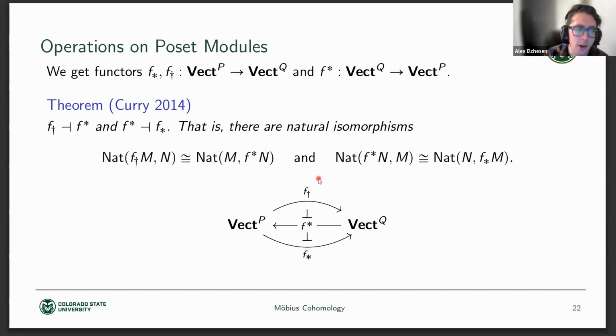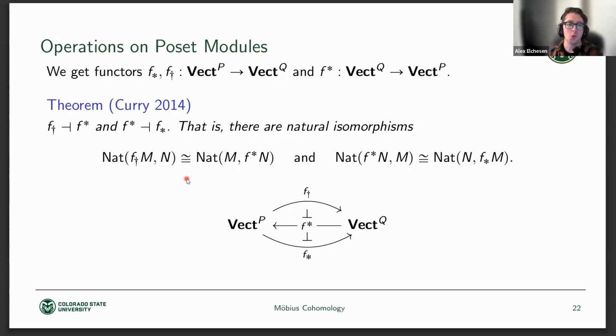Justin Curry, I think in his thesis, observed that there are adjunctions between these functors. So F dagger, the push forward with open supports, is left adjoint to the pullback, and the pullback is left adjoint to the push forward. So we have this diagram of adjunctions. What that means in categorical language is that you have isomorphisms of these hom sets, where the hom sets between P modules are just natural transformations.